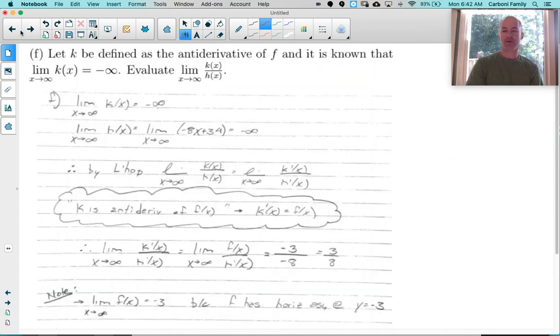And then finally, part F for number 1, we have k defined as the antiderivative of f. They want you to evaluate this limit.